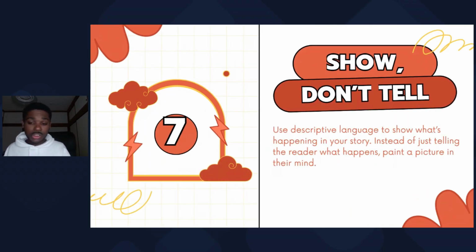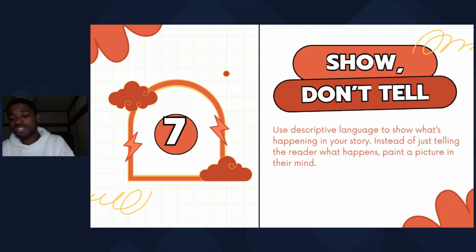Number 7, show, don't tell. Instead of just telling the reader what happens, show them what happens with vivid, descriptive language. Instead of just saying, Mark was hungry, that's you telling me that Mark was hungry. I want you to show me that Mark is hungry. You tell me the room echoed with the loud growls of his vacant stomach. Wow, you just showed me how hungry Mark is, right?